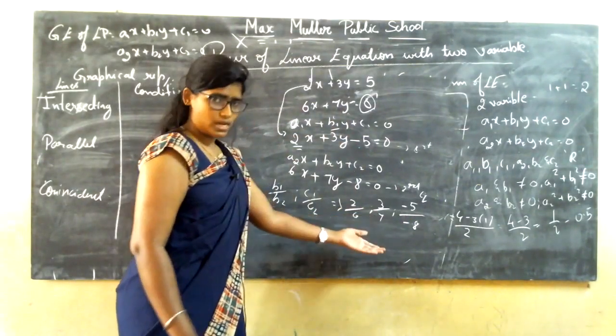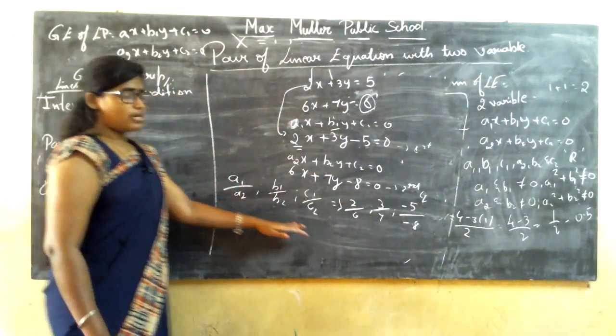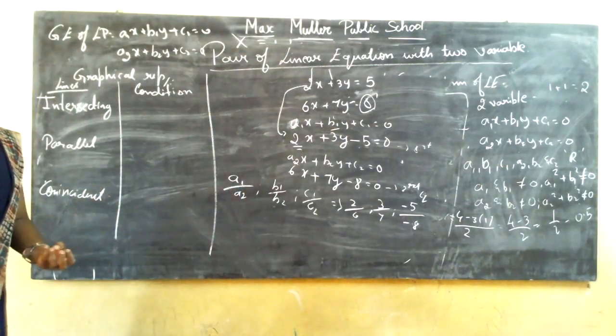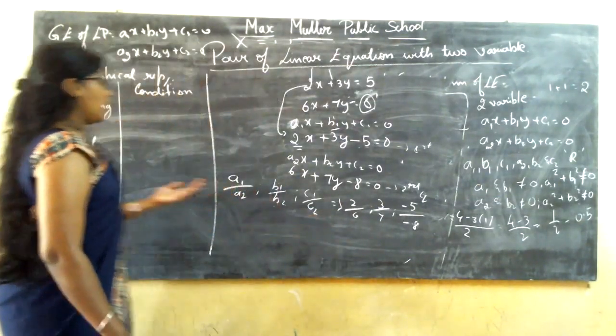First you need to write it in the ratio form, then come back to the condition. Did you understand how to write the ratio form? This has already been taught to you; it's just a revision. Now you have written the ratio form. Now you are going to write the conditions.